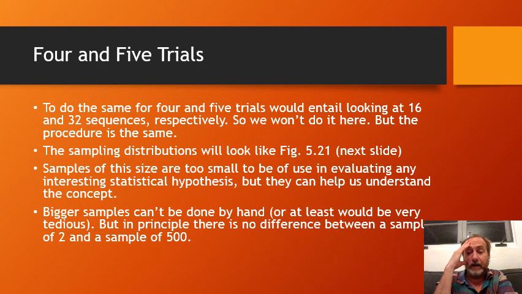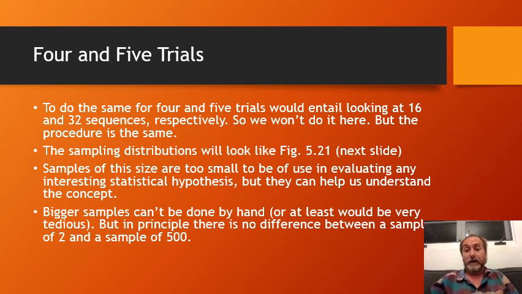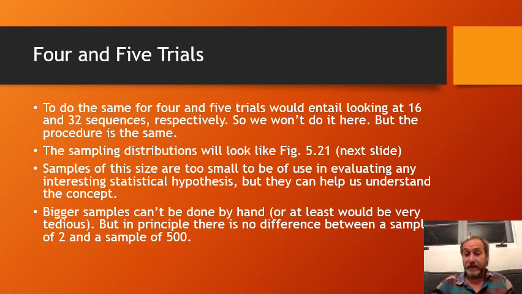And we can keep ramping it up. We're still dealing with very small samples, but we're seeing a trend. What happens is your samples get larger and larger through this probability distribution. So if you do 4 or 5 trials, you'd be looking at 16 and 32 different possible sequences. We're not going to run the math here, but you're going to get sampling distributions that look like the next slide, which I'll show you in a moment.